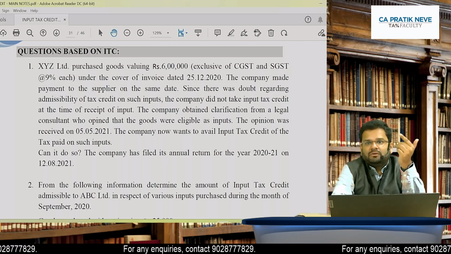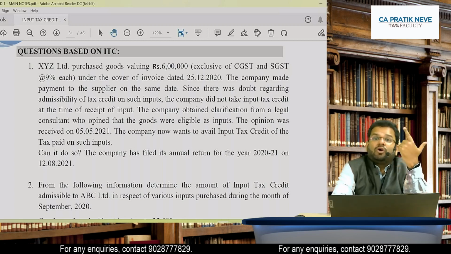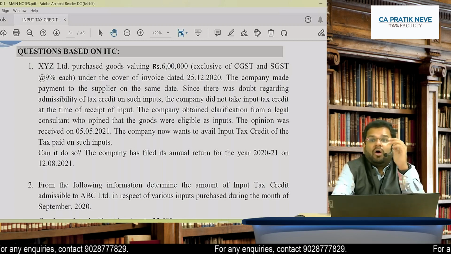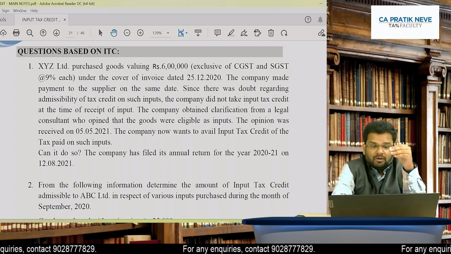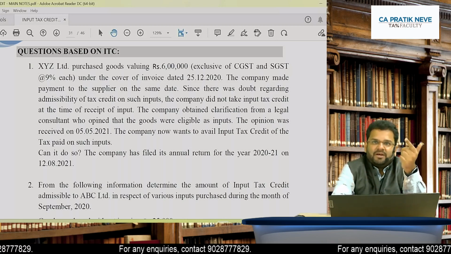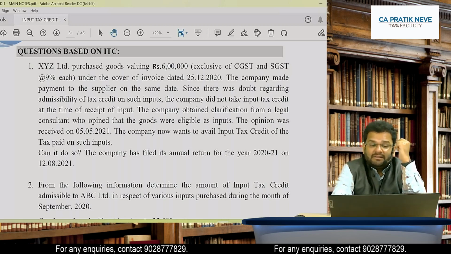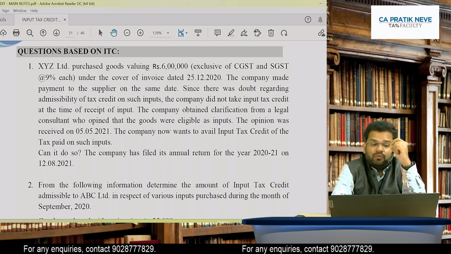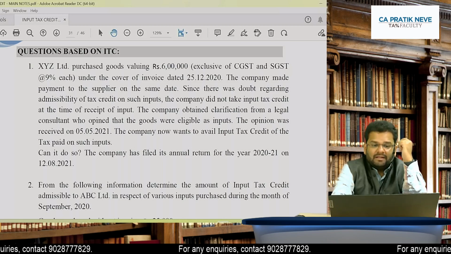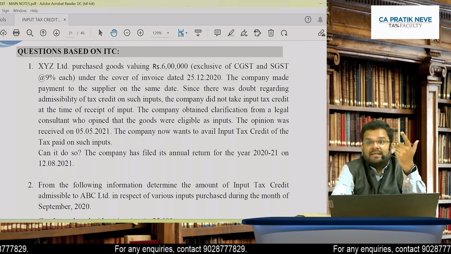All of you understood? And the due date of filing return for September 21 is 20 October 21. So 20 October 21 or 12th August 21, whichever is earlier. So what's the last date of claiming ITC? Last date of claiming ITC is 12th August 21. So now can they claim ITC on 5th May 21? Yes, because it is within the last date of claiming ITC.